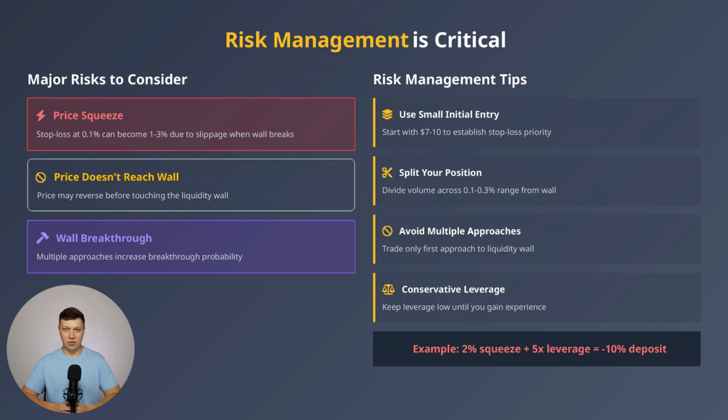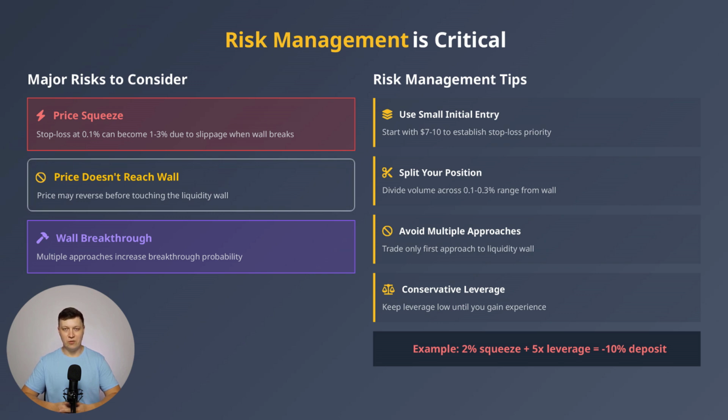You can improve this situation as follows. As soon as you find a liquidity wall and decide to participate in a trade, enter the trade at the current price with a minimal volume. For example, $7 to $10, and immediately place a stop loss behind the liquidity wall. All orders have an execution priority. The earlier your stop loss is placed, without changes, the better price it will be executed at, and the squeeze will be smaller.